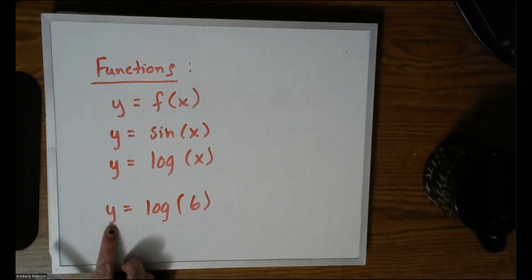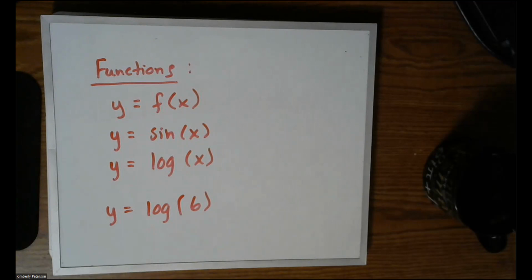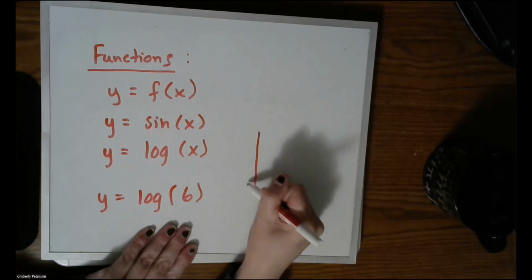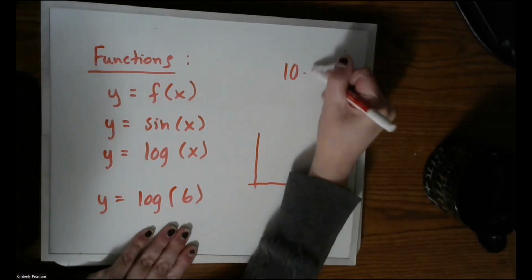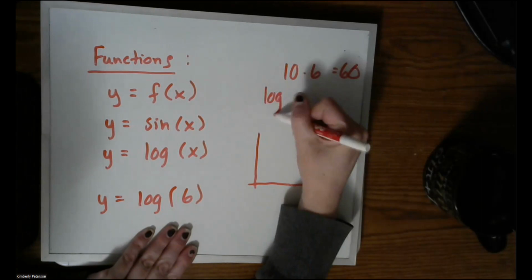But the part that I'm confused about is, if log itself is not a number, then why do we give it a base? Why don't we just say 10 times 6? What is the point of the log there? What is that supposed to be doing for us? Okay, I like your example. If it was 10 times 6, you'd have 60.